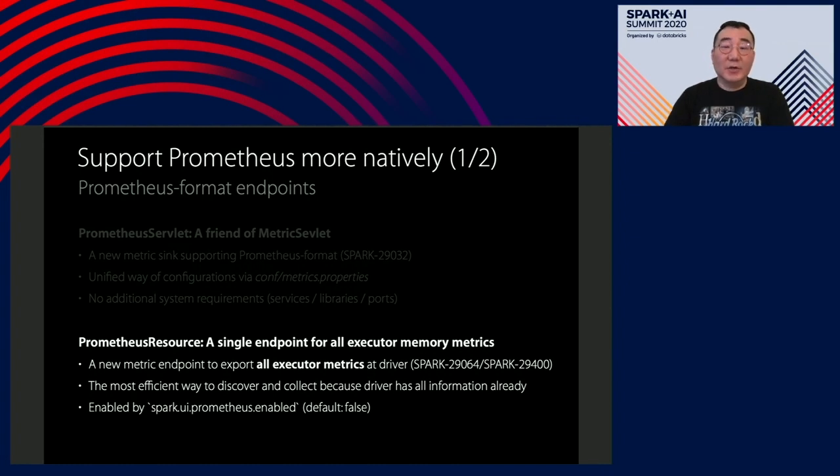Prometheus resource is another endpoint for all executor memory metrics. When the number of executors varies from time to time, like in a dynamic allocation situation, this provides the most efficient and convenient way to discover and collect all executor metrics, because the Spark driver already has all the information. Enabling the Prometheus resource endpoint is easier than the Prometheus Servlet. It's just one configuration, spark.ui.prometheus.enabled. Prometheus Servlet and Prometheus resource endpoints are disabled by default in Spark 3.0. It's to prevent any accidental interference with existing metric collection pipelines.